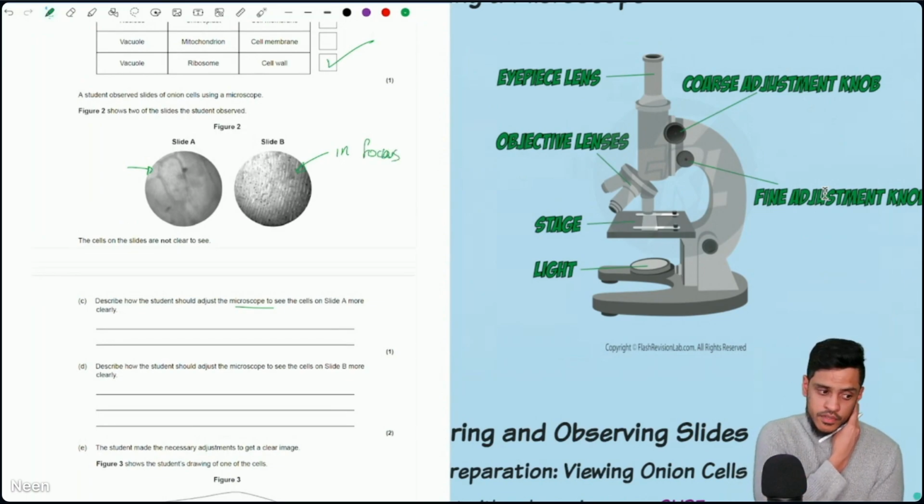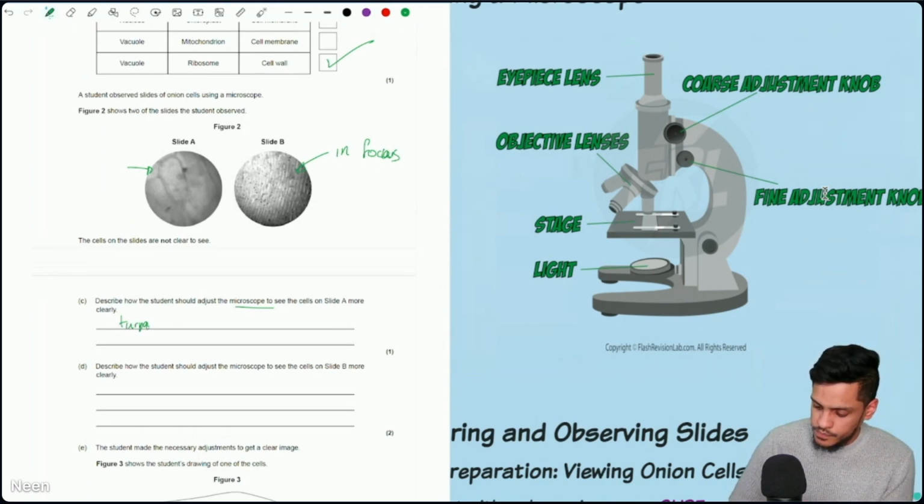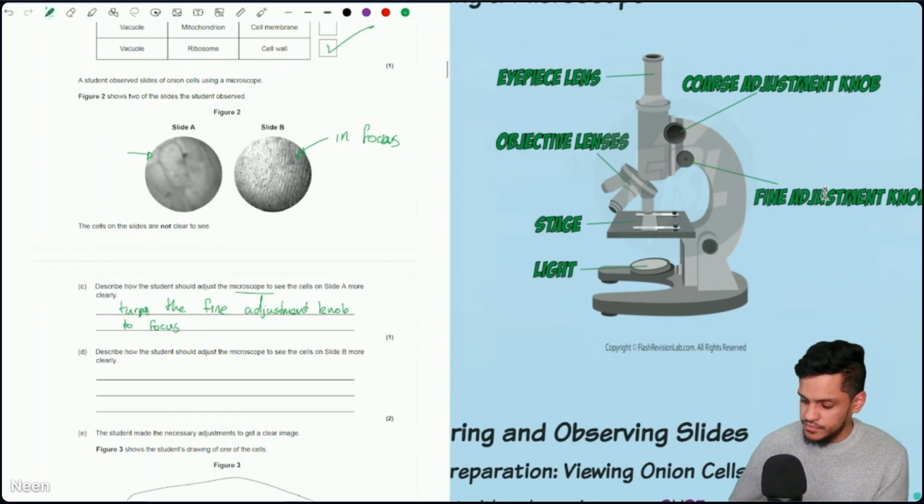So how can you go from out of focus to in focus? You just need to turn the fine adjustment knob to focus it. There's only 1 mark, so that's enough for 1 mark.